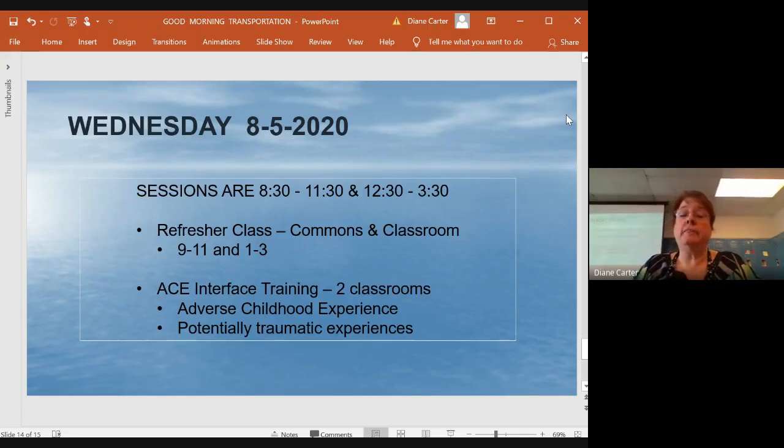So you'll either be in the morning, there's 1 refresher class and 2 ACE classes. In the afternoon, there's going to be 2 refresher classes and 2 ACE classes. And there will be lists as to which one you're going to and where you're going. The rooms we're going to be using, 1 or 2 of them are on the first floor and 1 or 2 of them are on the second floor.